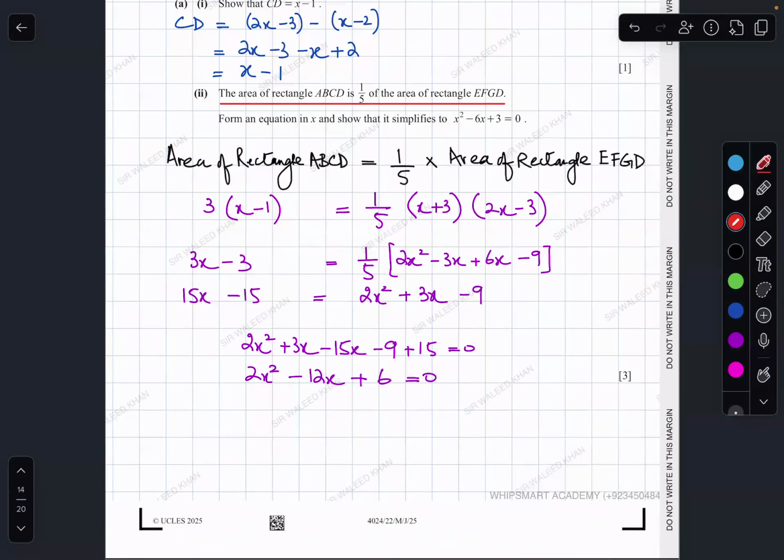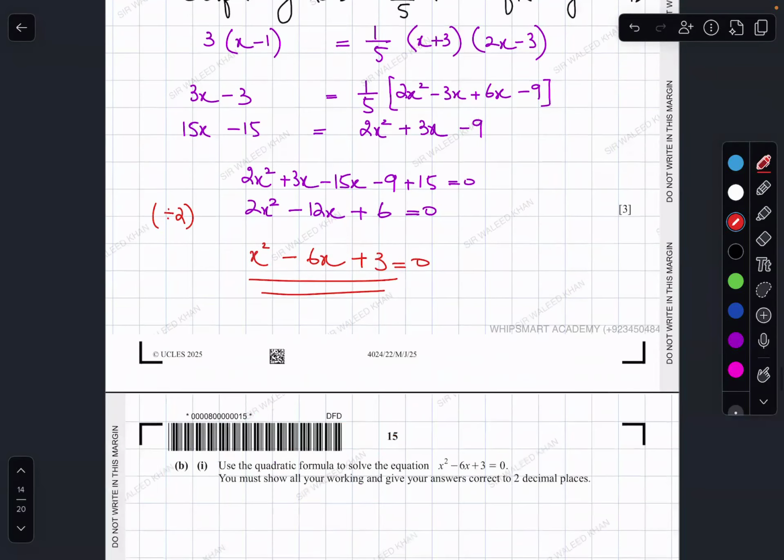Now, if I have to match it, I can match it by any means. We can multiply the whole equation by a certain number, or divide the whole equation by a certain number. In this case, I'm dividing the whole equation by 2. So it's x squared minus 6x plus 3, which it is.